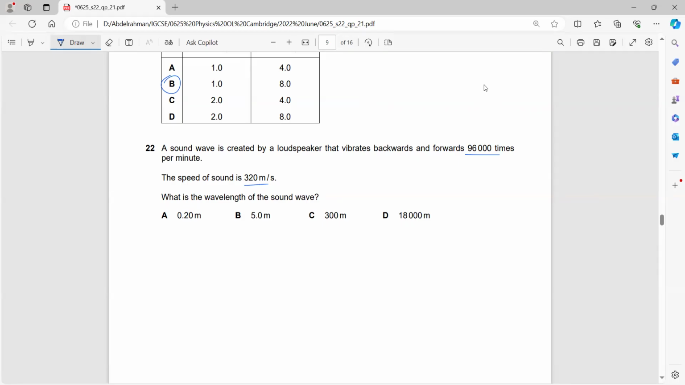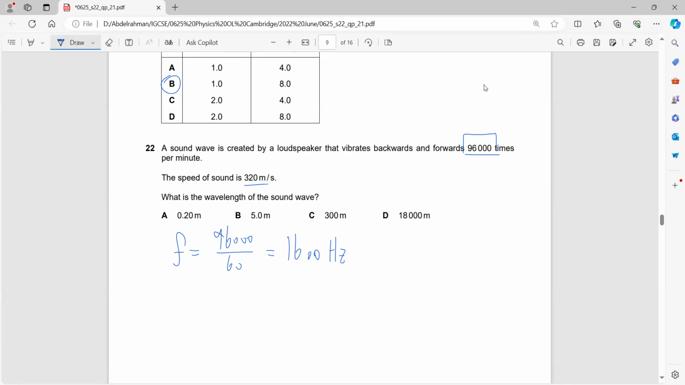How can I find the frequency? What is the definition of the frequency? It's the number of oscillations per second. So we have 96,000 oscillations, divided by 60. Then we get 1600 hertz. 1600 or 16,000? 1600, yes, 1600.